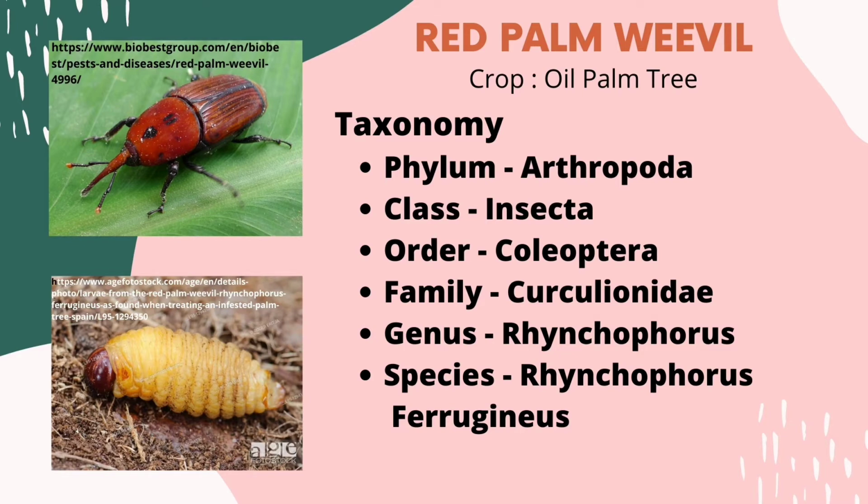So now let's see our next major pest, which is the red palm weevil of the palm oil plant. The taxonomy of this insect is that the phylum is Arthropoda, the class is of course Insecta, the order is Coleoptera, the family is Curculionidae, the genus is Rhynchophorus, and the species of this insect is Rhynchophorus ferrugineus.